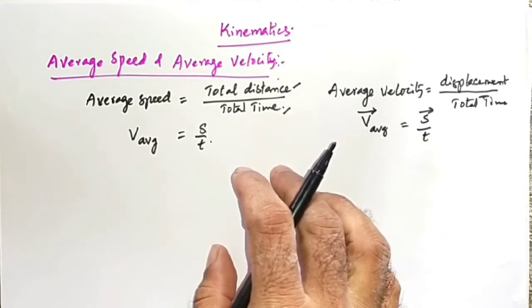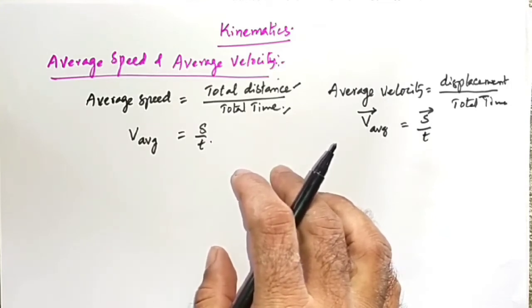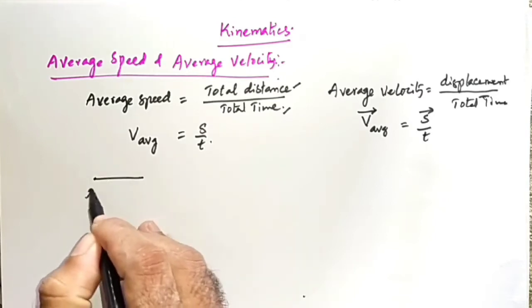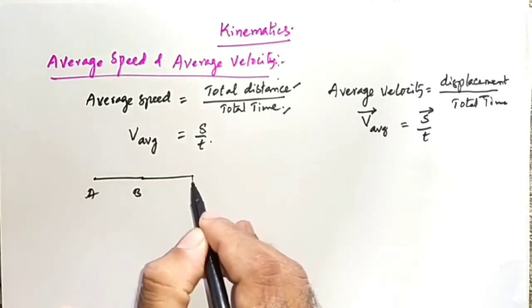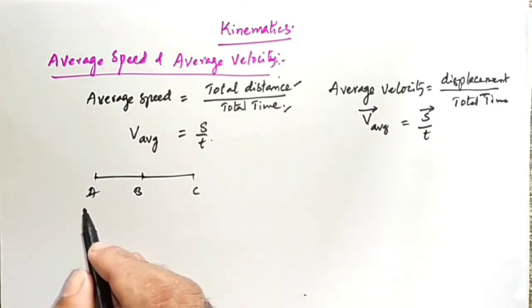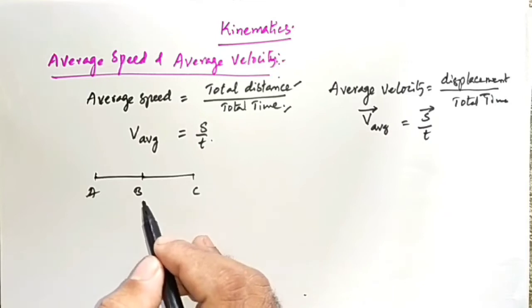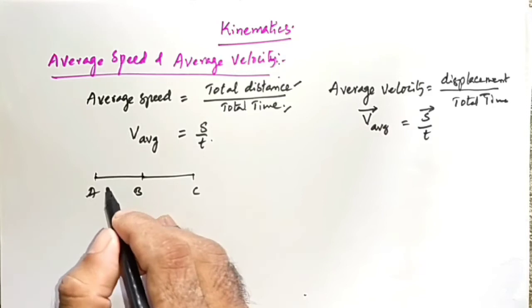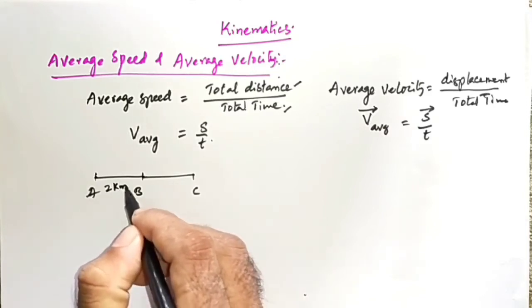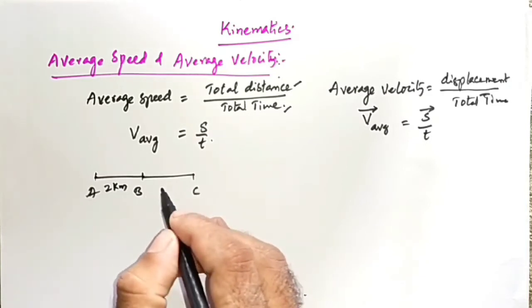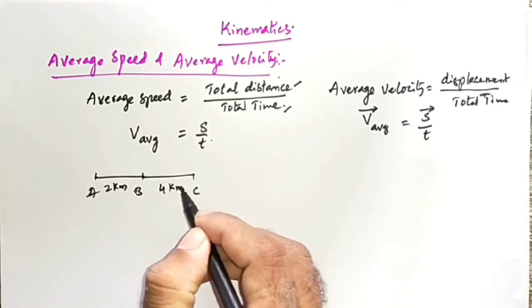Right, now let us see how we apply this to numericals. Suppose, for example, an object is moving from A to B and B to C. That means you take a bus which is moving from town A to town B and town B to town C. Understood? The distance between town A and B, let us take 2 kilometers, and the distance between town B and town C, let us take 4 kilometers.